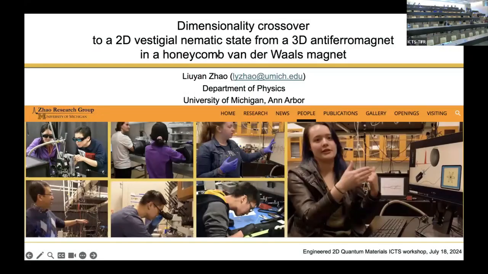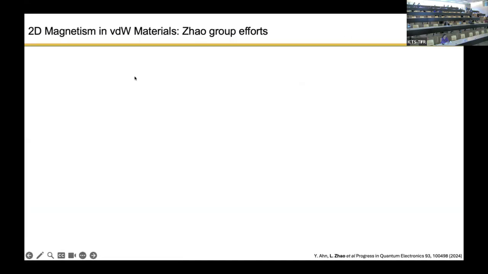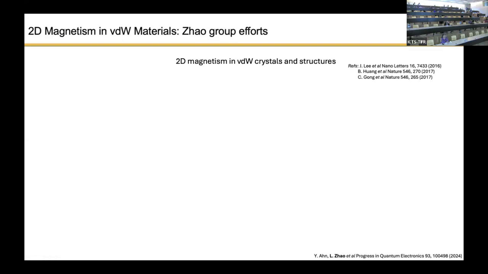So in this talk, we are going to show our more recent effort of leveraging fluctuations in the 2D limit to realize a new phase of matter in 2D. And this state is the so-called 2D vestigial nematic state that was induced by spin fluctuation in a honeycomb XY magnet.